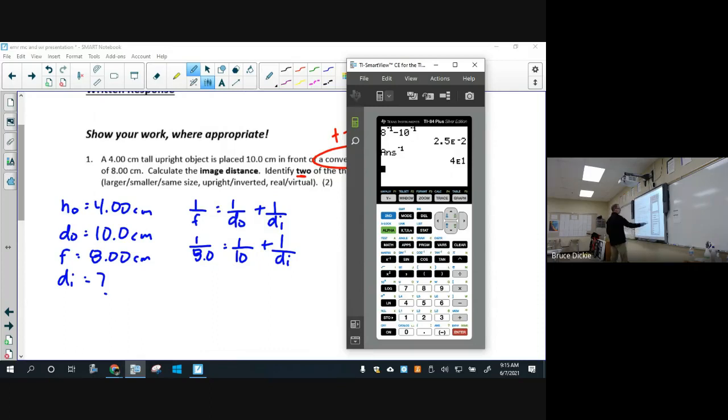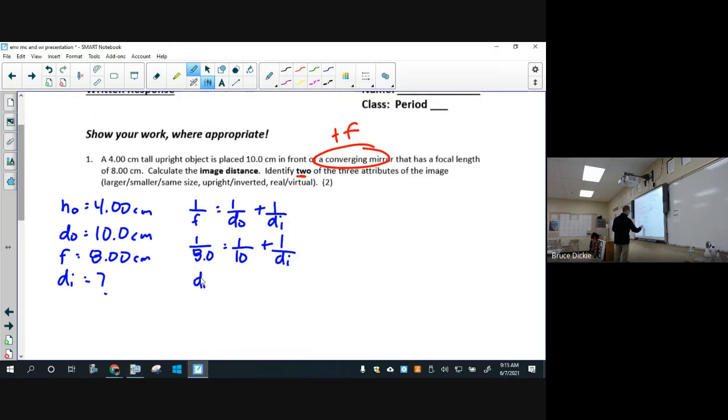And we get, I'm in scientific notation here. I don't want to be. So let's try that again. 1 over 8 minus 1 over 10. Now let's flip that over and we get 40. So DI is positive 40 centimeters. There's your first point out of 2.